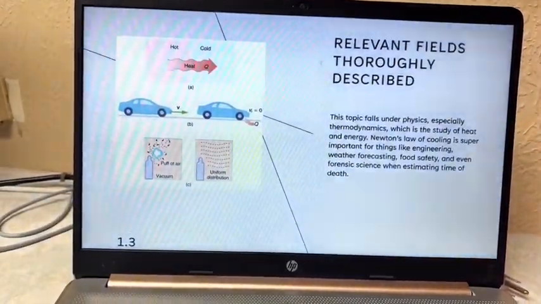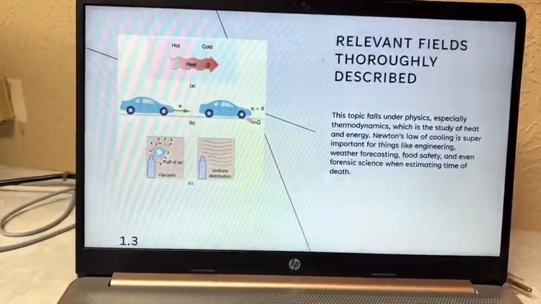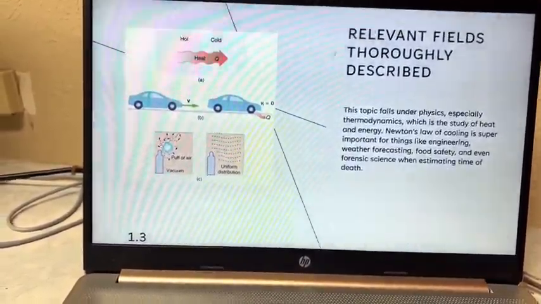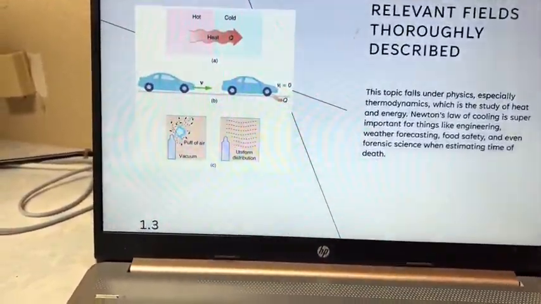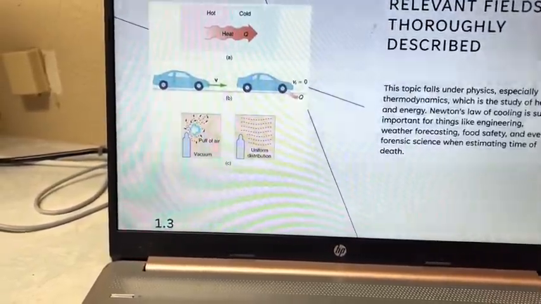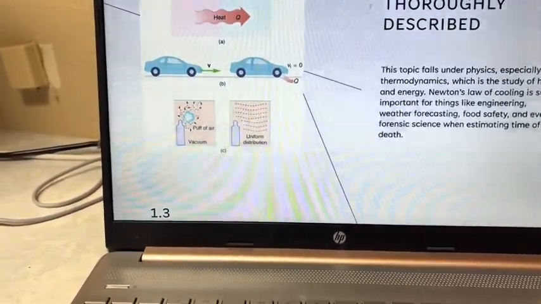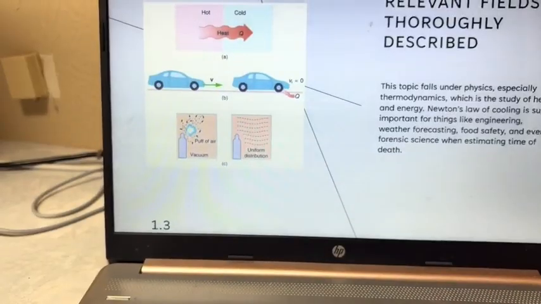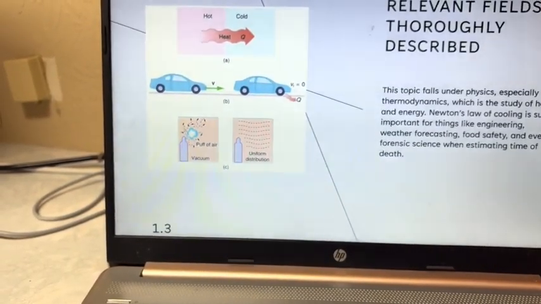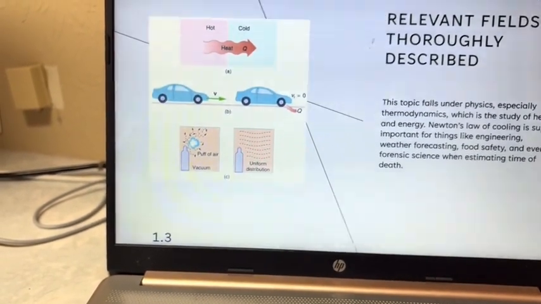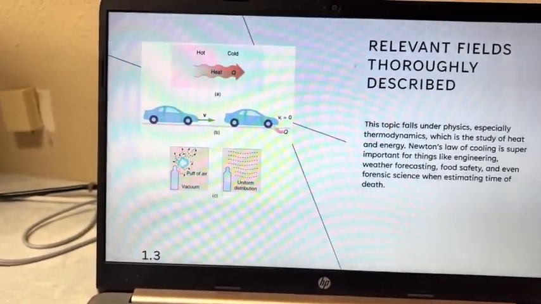Relevant fields thoroughly described. The topic falls under physics, especially thermodynamics, which is the study of heat and energy. Newton's law of cooling is super important for things like engineering, weather forecasting, food safety, and even forensic science when estimating time of death.